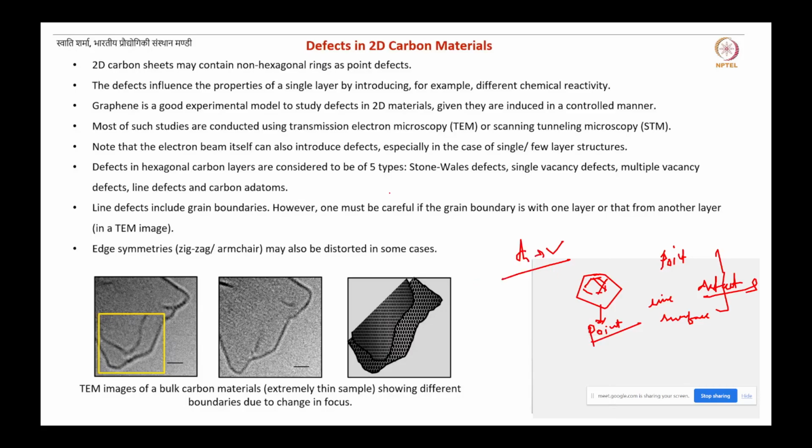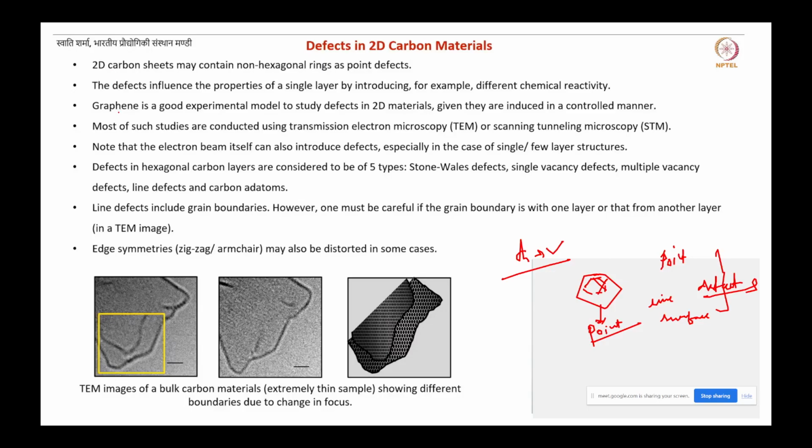So the graphene is a very good example if you want to conduct a study of a 2D material, because it is a single-layer 2D sheet. We have seen enough of how we can get graphene by exfoliation of graphite, and there are many more methods, some of industrial grade also. Most of such studies are conducted using TEM or STM.